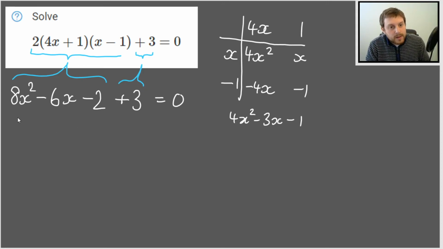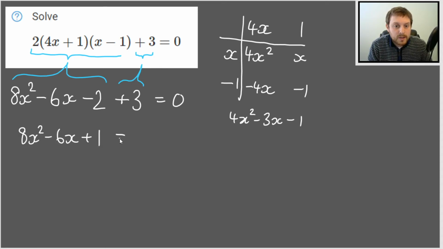So okay, there's a little bit of work still to do. We've got to combine these. So that's just plus 1. So 8x squared minus 6x plus 1 is 0.